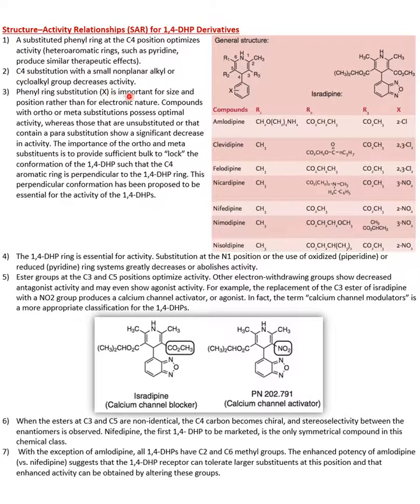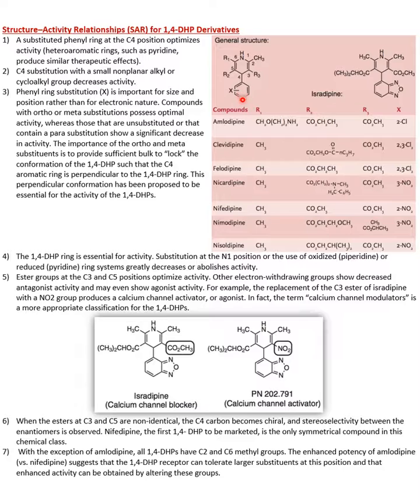Okay, and then the next point here is actually a very interesting point. Basically it says that for this ring here, if we add groups at the ortho or meta position, by the way, this position here is called ortho, this is called meta, this is called para position. Okay, so substitutions at the ortho and meta positions are very important, as we will see, for the activity.